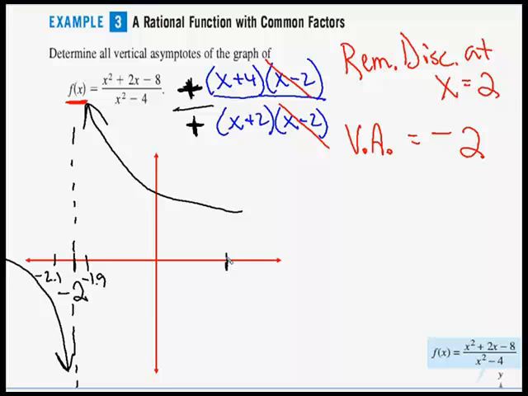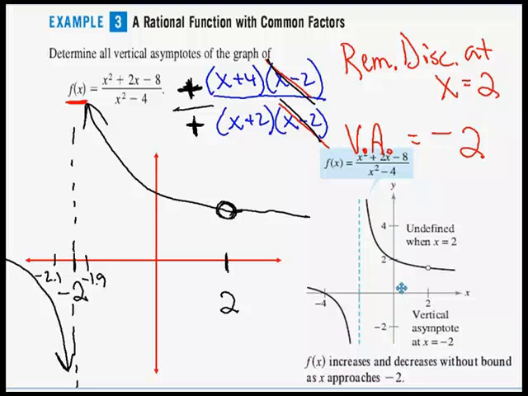So somewhere over here on this side at 2, we would have a hole in the graph. When we factored and canceled that common factor out, that's where we sort of paved over that hole. So that's roughly what our graph should look like. Let's see here. Yeah, there we go.